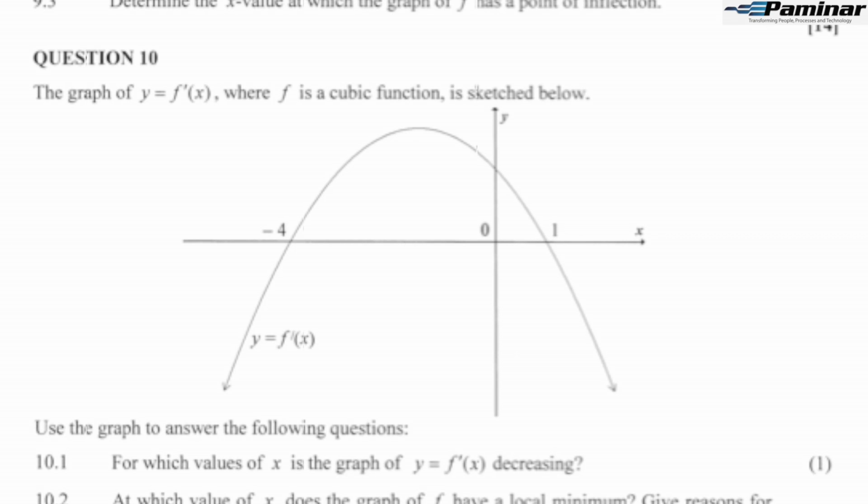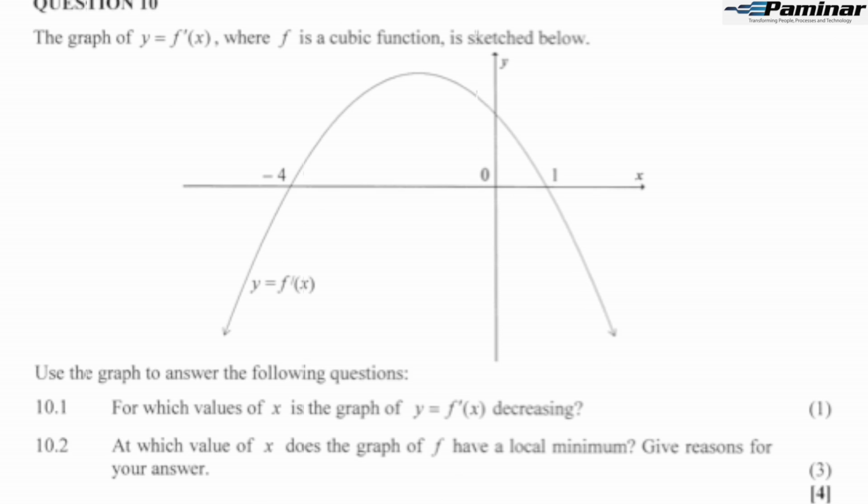y is equal to f prime x, where f is a cubic function, is sketched below. Okay, so there they give us the graph of f prime x. As you might know, it's a sad face, just a parabola, and they base questions on that. So using your graph, answer the following question. 10.1: for which values of x is the graph of y is equal to f prime x decreasing?